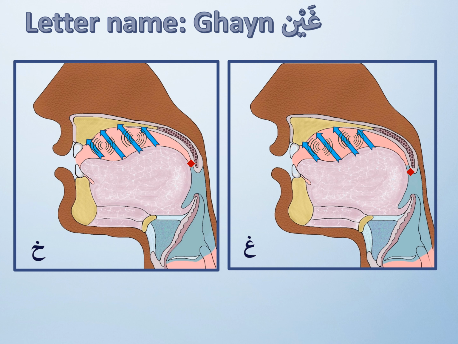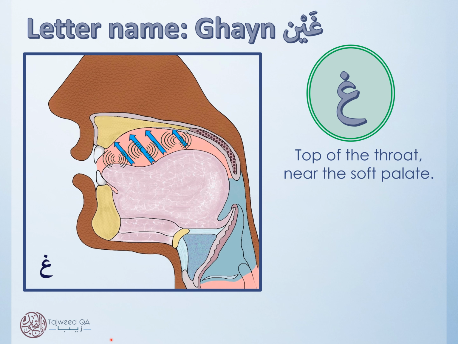So the letter name is ghain, and the phonetic sound is gha. So it's pronounced from the top of the throat near the soft palate. And it's an elevated letter, so we have an elevation of sound, elevation of the back of the tongue, we have a concaving of the tongue, we have echo in the mouth, and we have narrowing in the throat, resulting in a thick letter. And when it's pronounced with one of the three vowels, fatha, dhamma, kasra: gha, ghu, ghi.